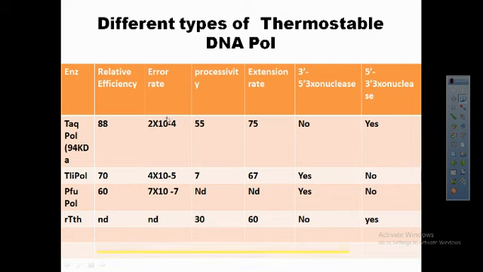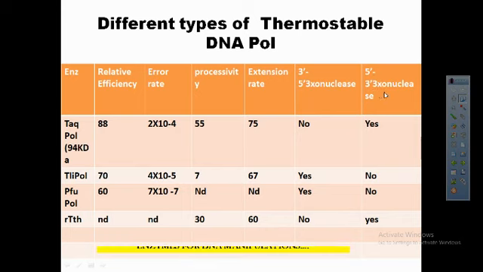So many versions of these thermophilic enzymes exist: Taq polymerase, Tli polymerase, Pfu polymerase, Tgo polymerase. These are all polymerases. Another point is that some of them have 3' to 5' exonuclease activity.